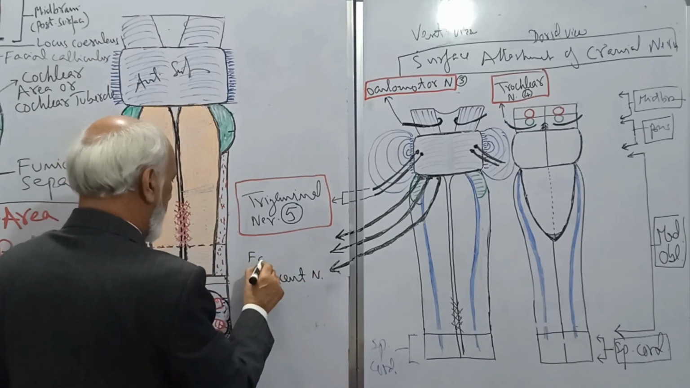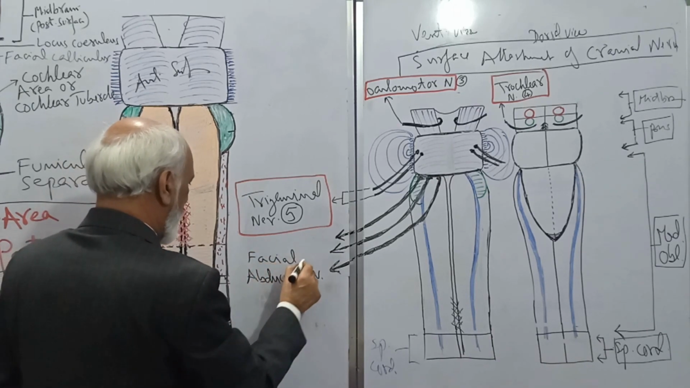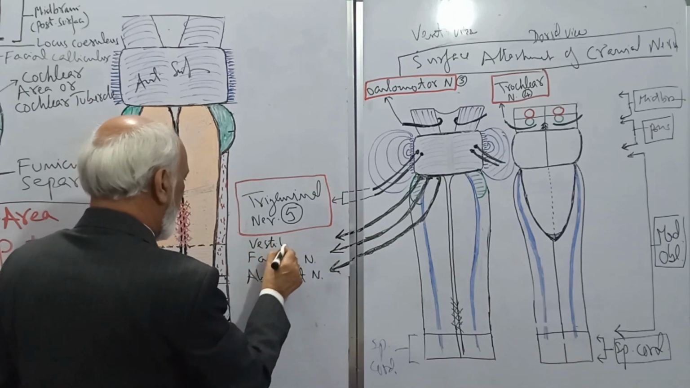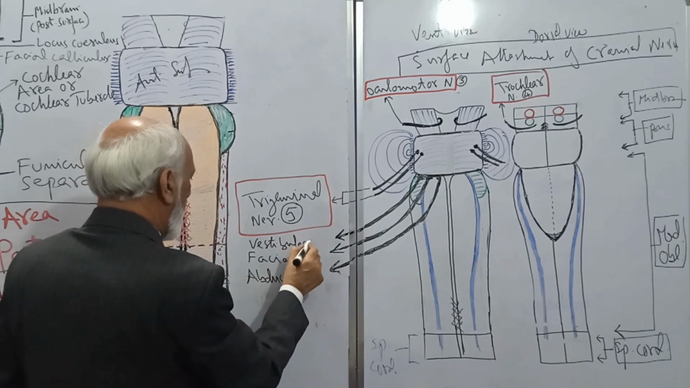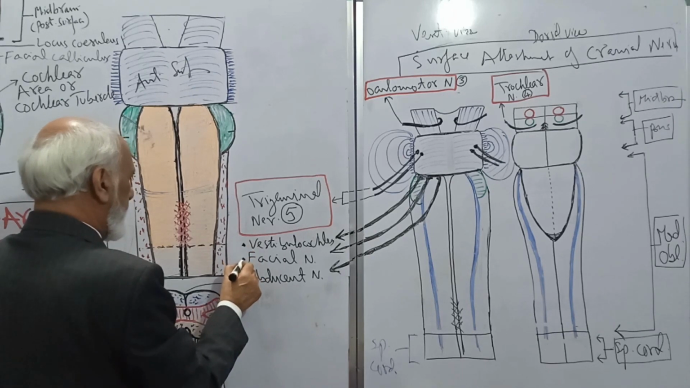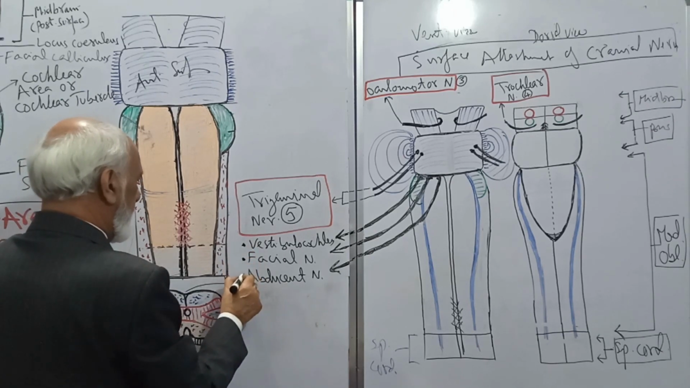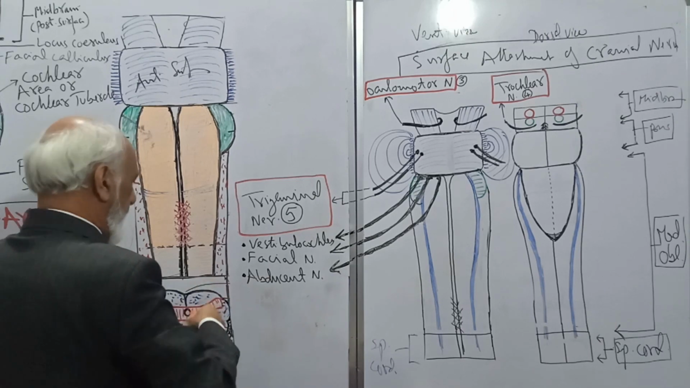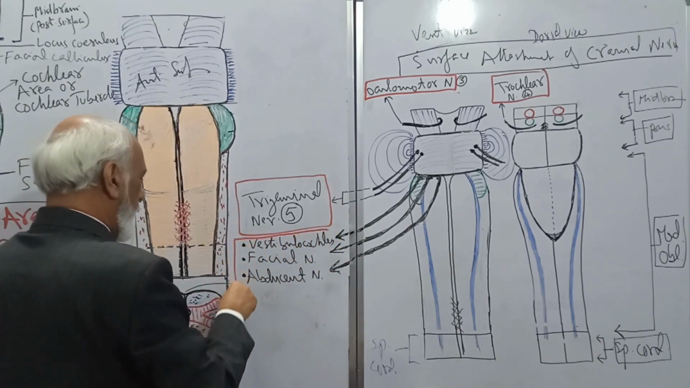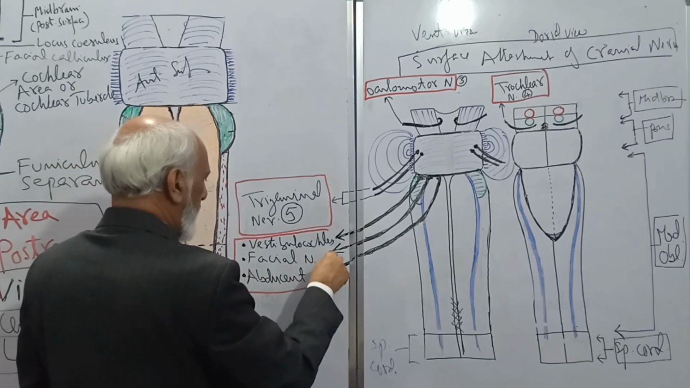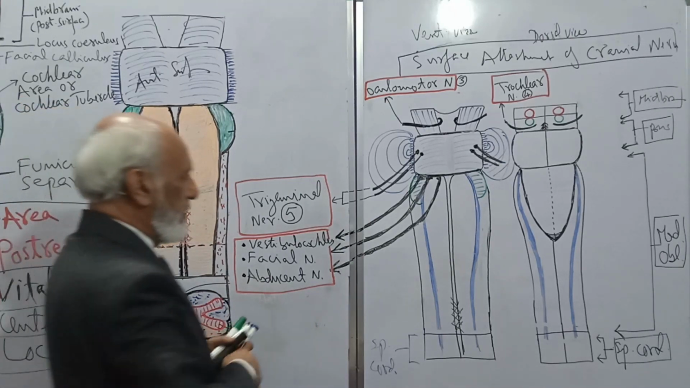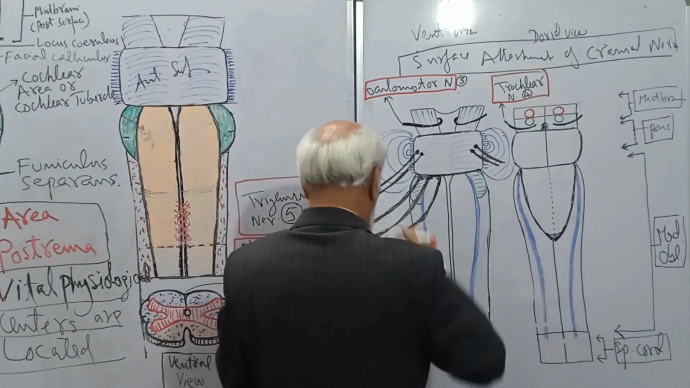Facial nerve, vestibulocochlear nerve. These are the three cranial nerves attached at the pontocerebellar junction or bulbopontine sulcus at the lower border of the pons. Right side, and here is left side.